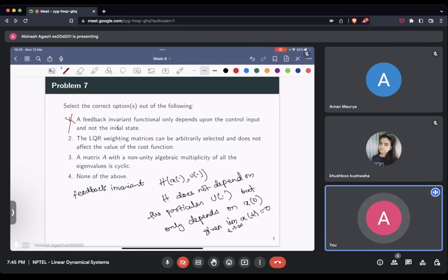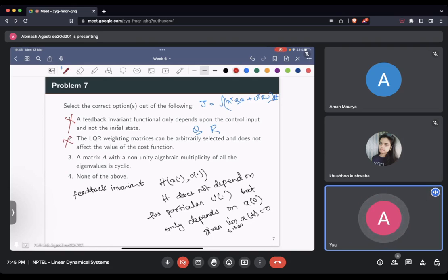Then, the LQR weighting matrices can be arbitrarily selected and do not affect the value of the cost function. But we saw that the weighting matrices Q and R actually affect the value of the cost function, because the cost itself is given by the integral of x transpose Qx plus u transpose Ru dt. Okay, so this is also incorrect.